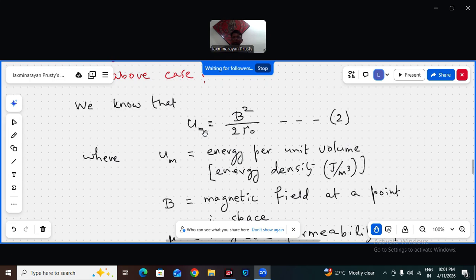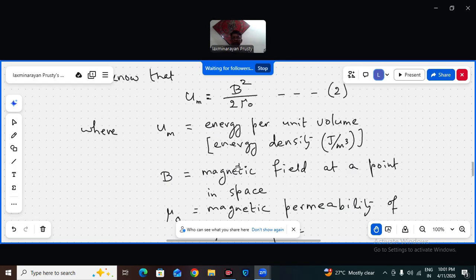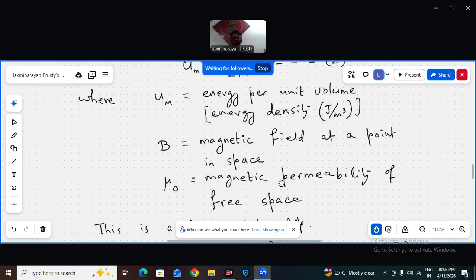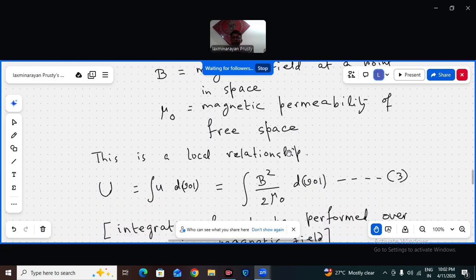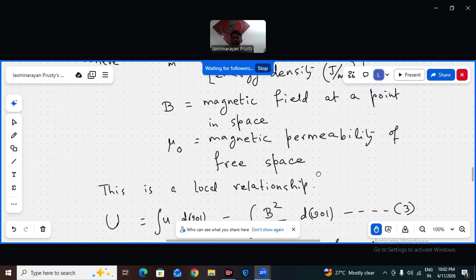You would know this, UM, that is energy per unit volume, the energy density in the magnetic field, we get as B square by 2 mu naught in free space. You know this energy density, joules per meter cube, where UM is energy density, B is the magnetic field at a point in space, mu naught is magnetic permeability of free space. This is a point-to-point relationship. We call this a local relationship.